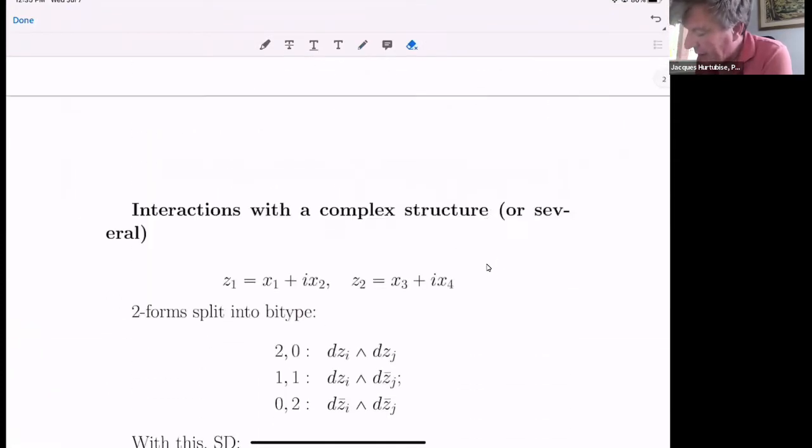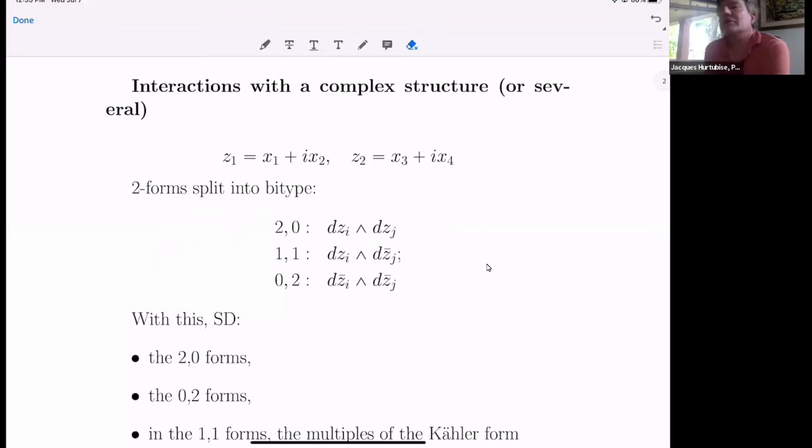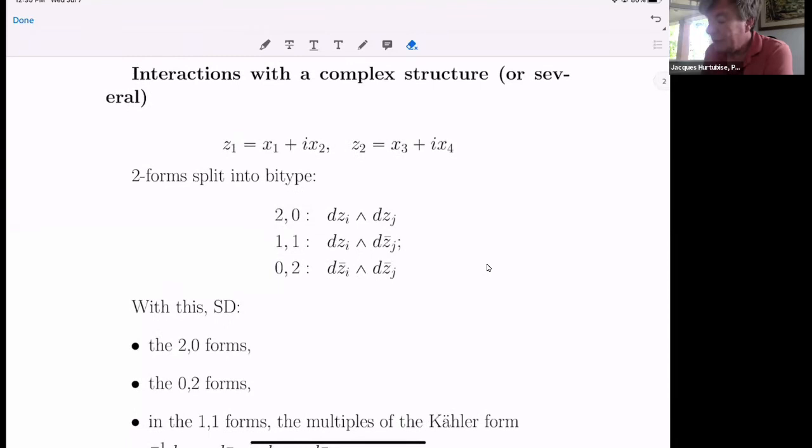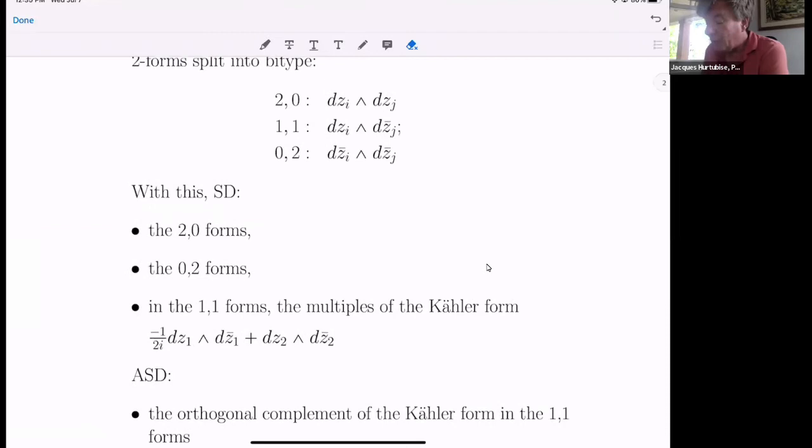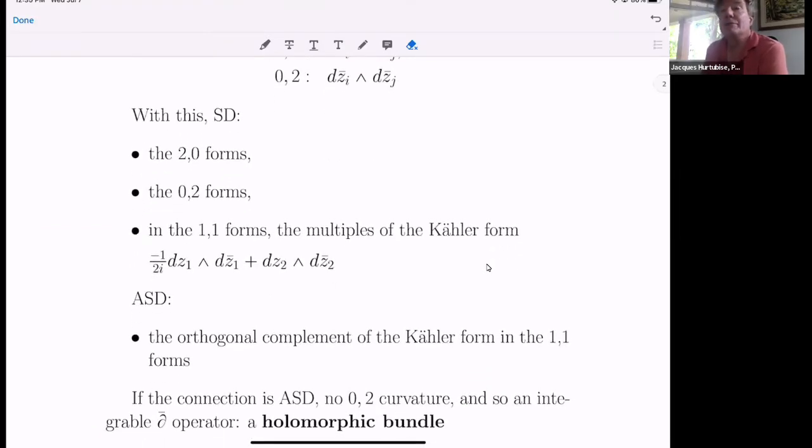There we go. Okay, so now you want to make this interact with a complex structure, because the theme of this is complex geometry. So choose a complex structure on R4. I've just written 2 complex coordinates, z1 and z2, and the 2-forms split into bitypes: dz dz, dz dz-bar, and dz-bar dz-bar. And with this, the self-dual forms are the 2-0 and 0-2 forms, and in the 1-1 forms, the multiples of the Kähler form. And the anti-self-duals are the orthogonal complement in the 1-1 piece.